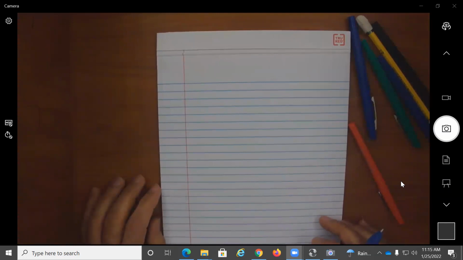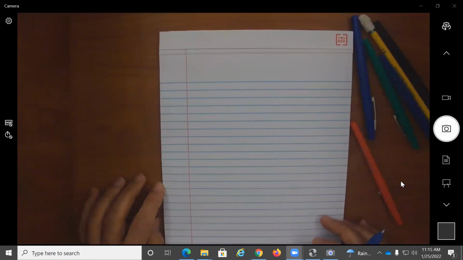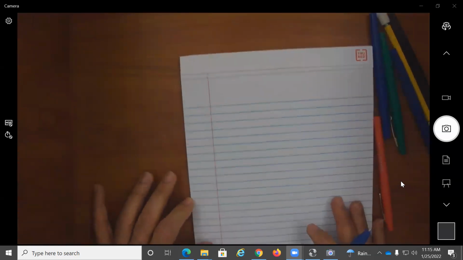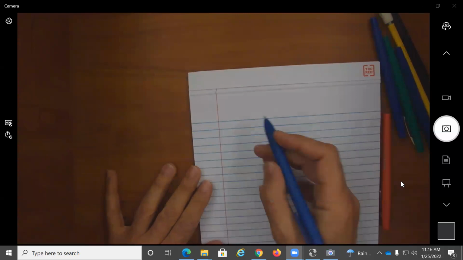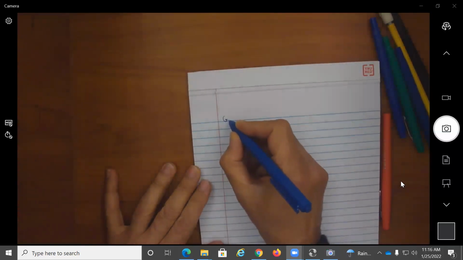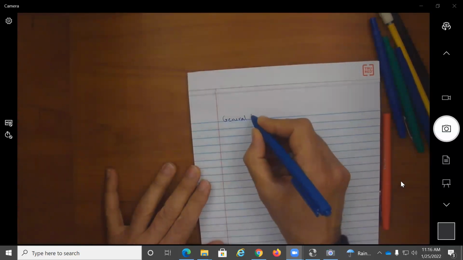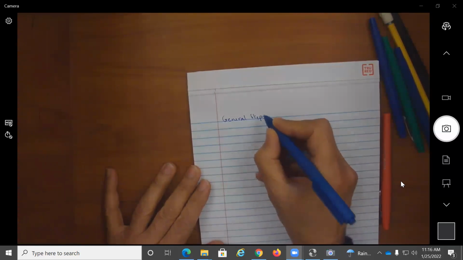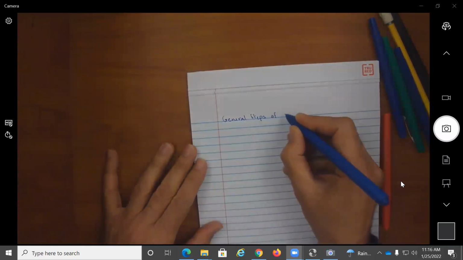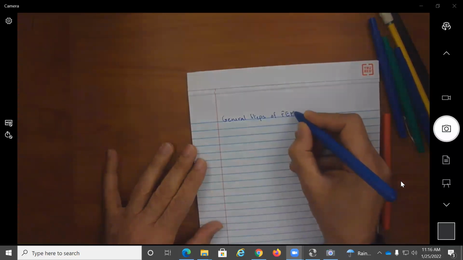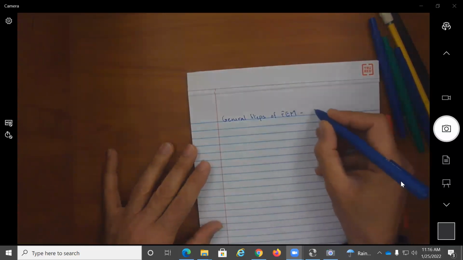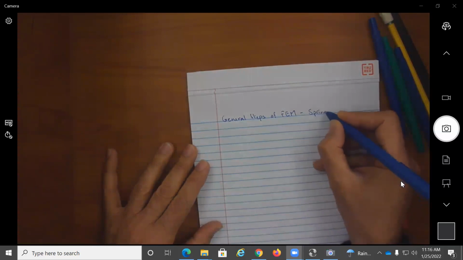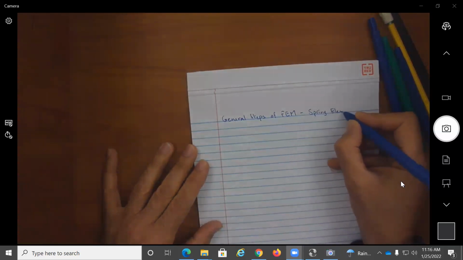Today we are going to start enjoying the first steps of finite element methods as we apply it to simple spring elements. We are going to look at the general steps of the finite element method, specifically applied to spring elements.